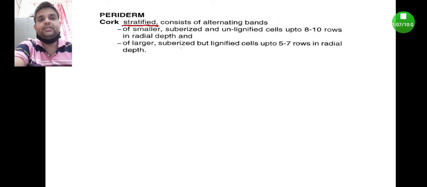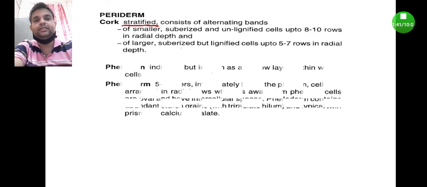The stratified cork consists of alternate bands of smaller suberin-containing, meaning suberized, and unlignified cells, up to 8 to 10 rows in radial depth, and larger suberized but lignified cells, up to 5 to 7 rows in radial depth. So two types of cell you will observe. The first one is smaller, which is suberized and non-lignified, whereas the next one is larger, which is also suberized but lignified. These two types of cell you will find in the cork region.